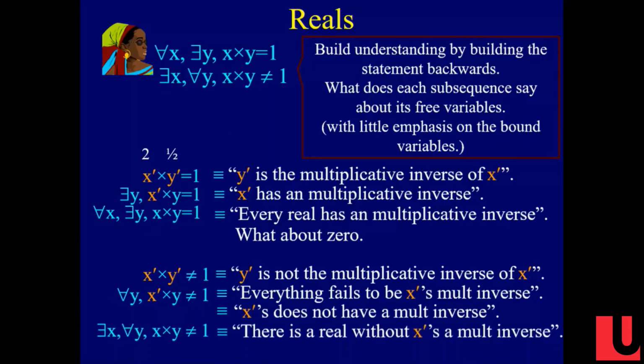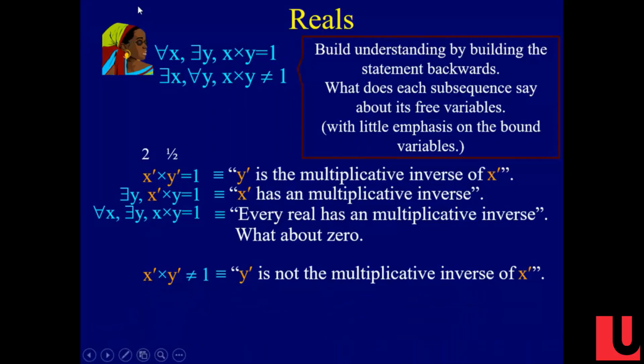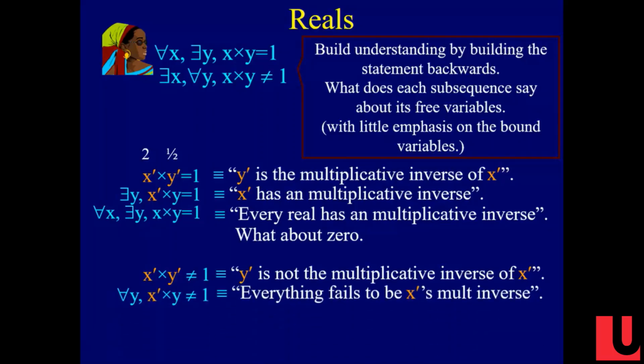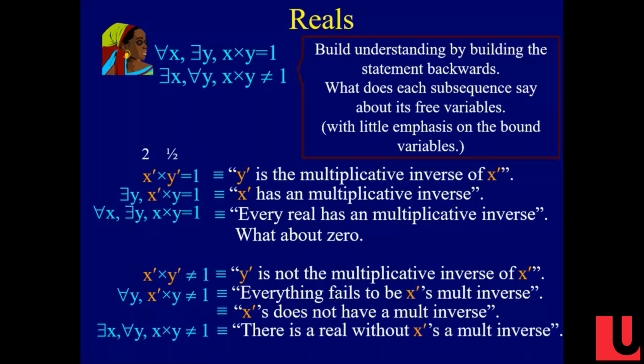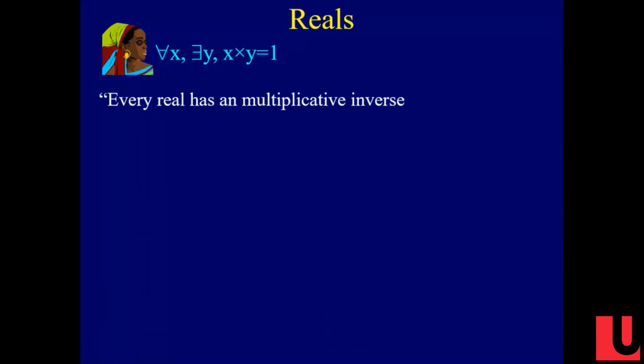Right, so here, this one back here is saying they're not multiplicative inverses of each other. This one says x prime has the property that it doesn't have a multiplicative inverse, right? This says x prime doesn't have a multiplicative inverse. This one says there is a real that doesn't have a multiplicative inverse, right? And in fact, these two are what? They're negations of each other, right?